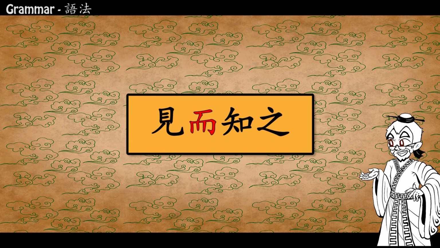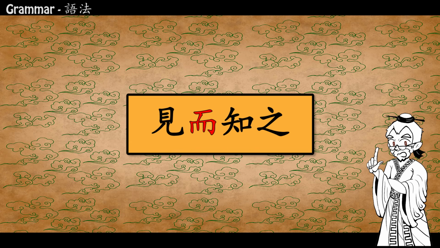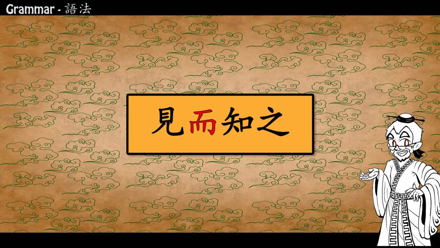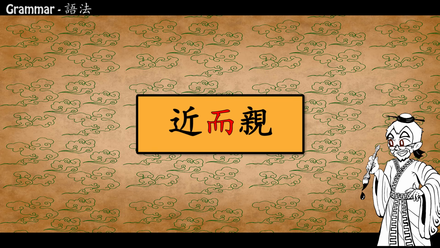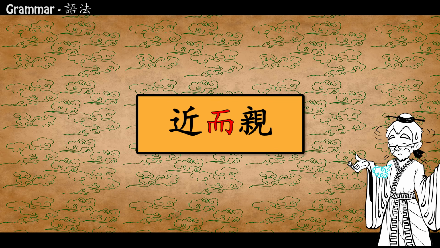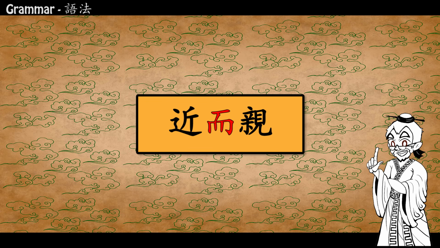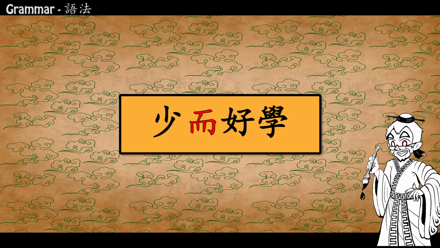见而知之, to see or to know it. We have no backdrop for this saying whatsoever, but we can read it as to see and then know it, or maybe to know something when one sees it. 近而亲, to be close or to be intimate. This is a slightly tricky one, because we have two deed words that mean nearly the same. And so here, 而 is used not to mark contrast, but emphasis: to be close and intimate, very close, thick as thieves, and so on.